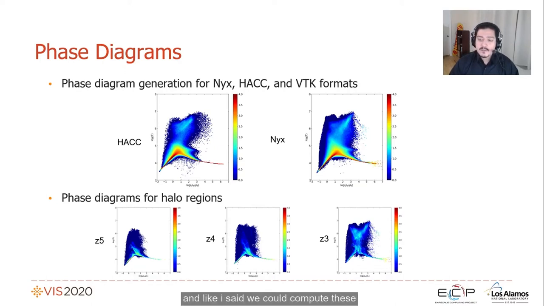And like I said, we could compute these for the halo regions and track this specific metric for, in this case, one of the top dense halos for redshift 5, 4, and 3. And we could see actually how, nearing the end of the redshift, the behavior within the halo sort of mimics a bit of what the entire simulation looks like.